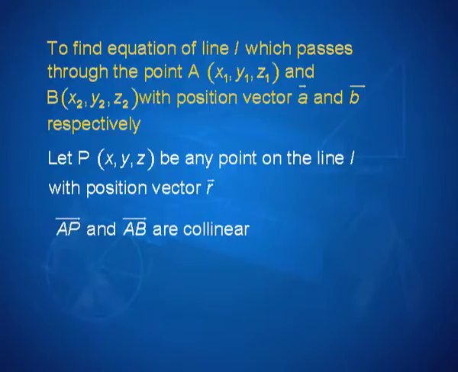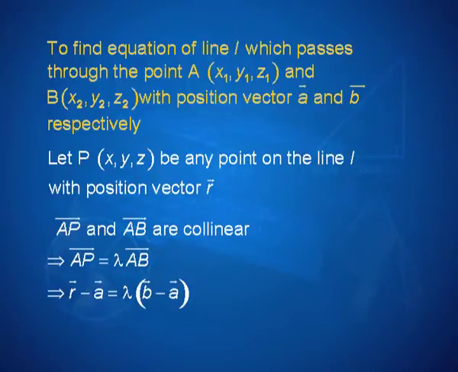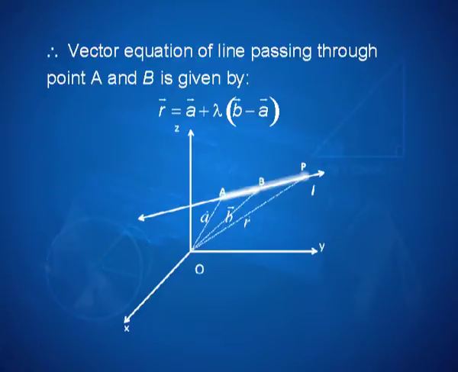The vector AB and the vector AP are collinear and therefore, one must be a scalar multiple of the other. So, vector AP is lambda times vector AB. Using the position vector of each of these points, I get an equation r minus A equal to lambda times vector B minus vector A. And that gives us the vector equation of a line passing through two given points as r is equal to vector A plus lambda times vector B minus vector A.